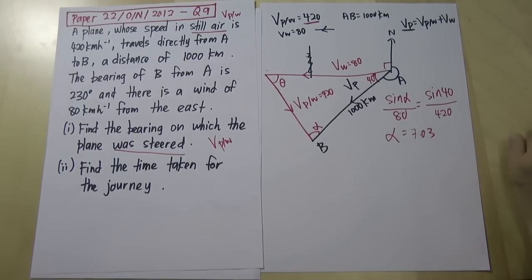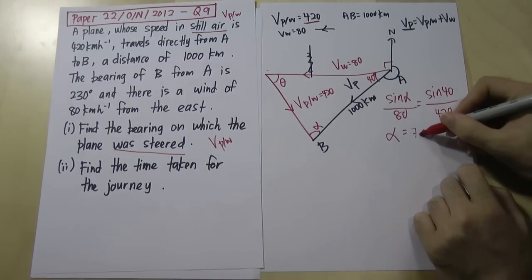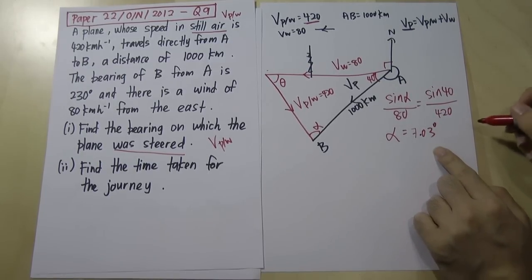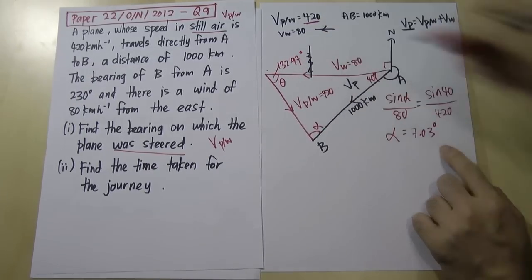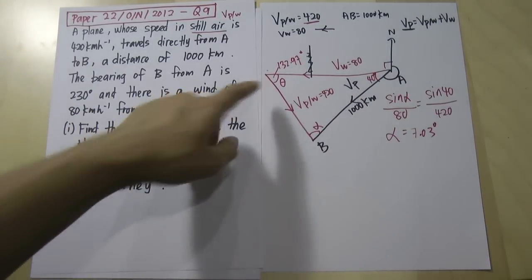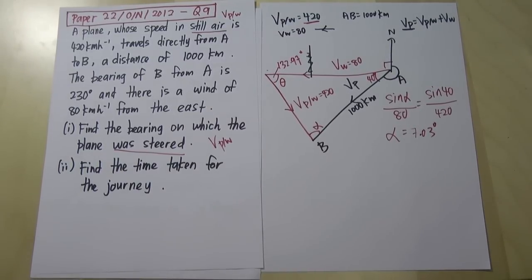Okay, let me just double confirm. Sine 40, divided by 420, multiplied by 80 and then shift sine answer. Alright, this angle is correct, just 7.03 degrees. Then I can get this one easily, just use 180 minus 7.03 minus 40. So this angle should be 132.97. When you get an angle bigger than 90, I recommend you draw the triangle again.